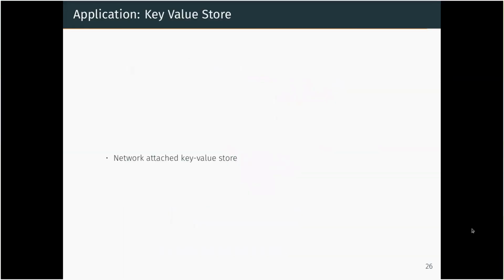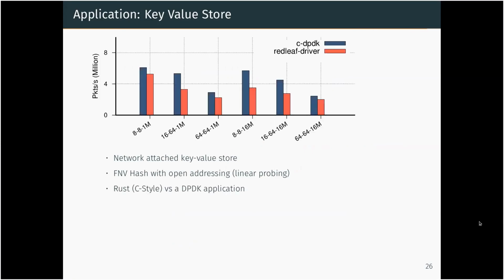Our key-value store relies on a hash table that uses an open addressing scheme with linear probing and the FNV hash function. In our experiments, we compared the performance of two implementations, a C version developed for DPDK and a Rust version that executes in the same domain as the driver. We evaluate two hash table sizes, 1 million and 16 million entries, with 3 sets of key-value pairs at 75% load. The RedLeaf version is implemented in C-style Rust code, that is, we avoid Rust abstractions that have runtime overhead. This gives us control over the memory layout of the key-value pair and avoids additional cache misses.